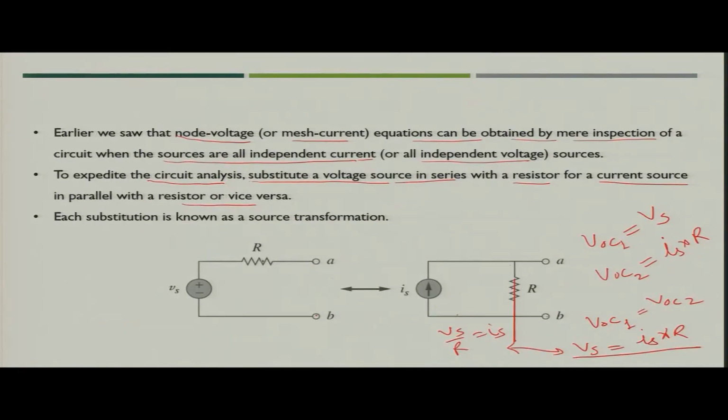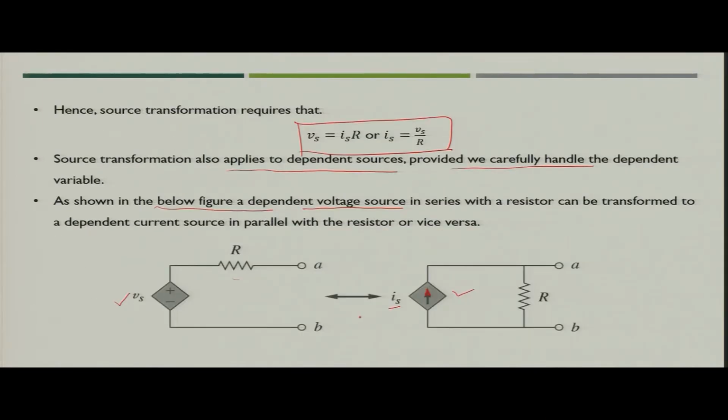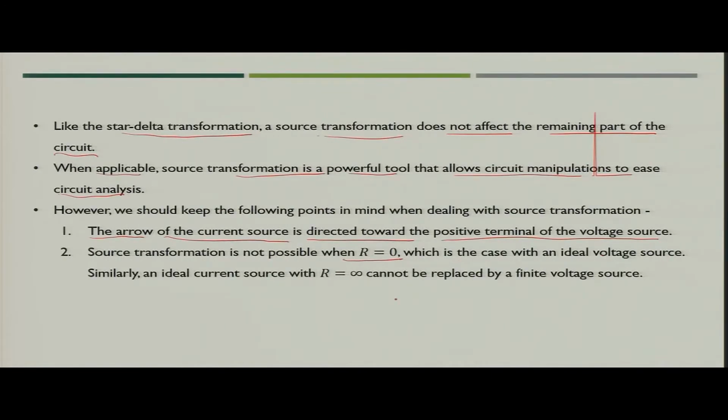So, let us see this. If you make R is equal to 0, then this will become an ideal voltage source, and if you make R is equal to infinity, this will become an ideal current source. So, ideal voltage source and ideal current source cannot be transformed from voltage to current or current to voltage. So, this also we have to keep in mind when we are doing the voltage or current source transformation. Why? Because when you have an ideal current source, you cannot replace it with any finite voltage source, right. So that's why it is not applicable when the voltage and current sources are ideal.